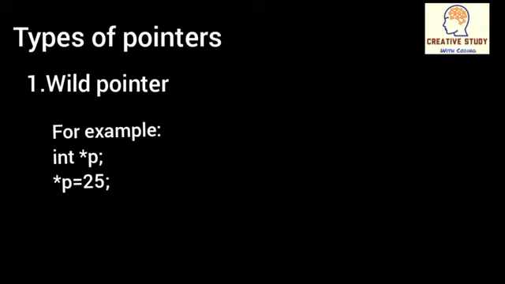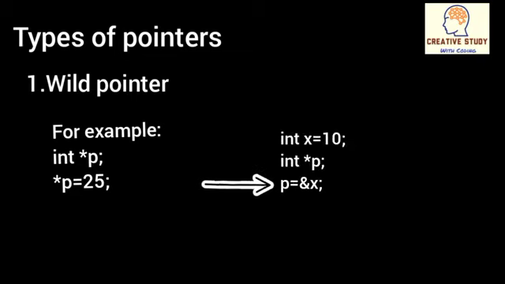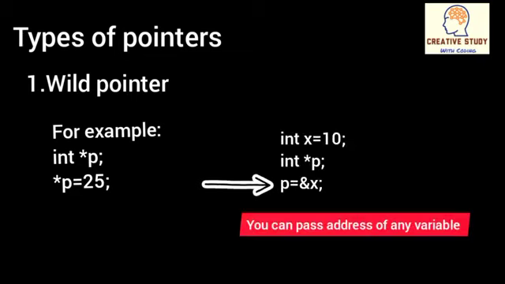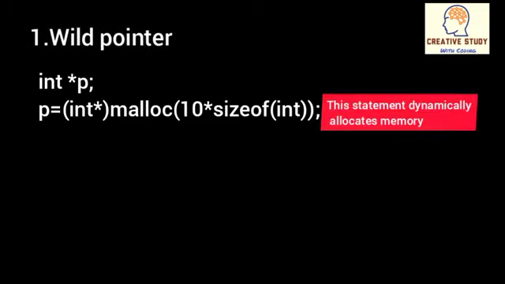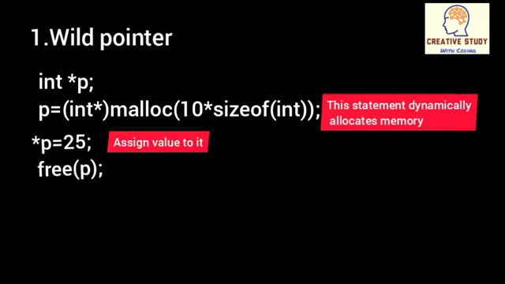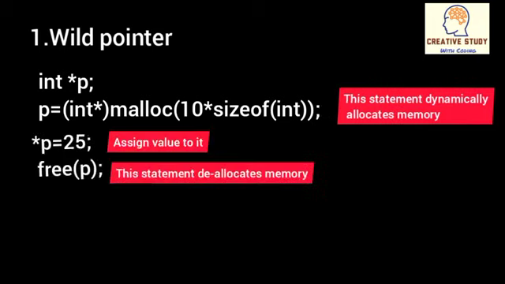In this example, pointer P has not been initialized, so it is a wild pointer. But if we initialize it by passing address of a variable X, now pointer P is not wild pointer anymore. But there may be other way to avoid wild pointer, like if we dynamically allocate memory to a pointer and assign some value to it, wild pointer can be avoided.